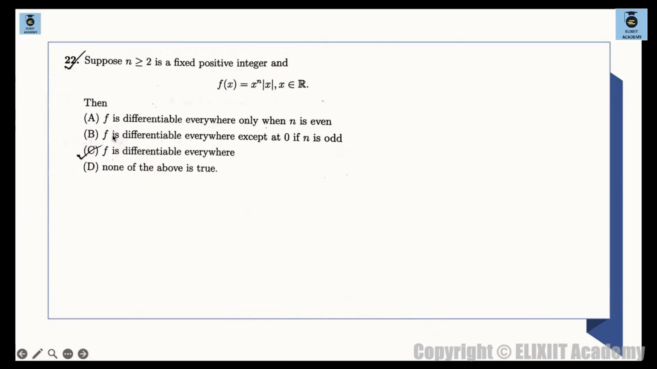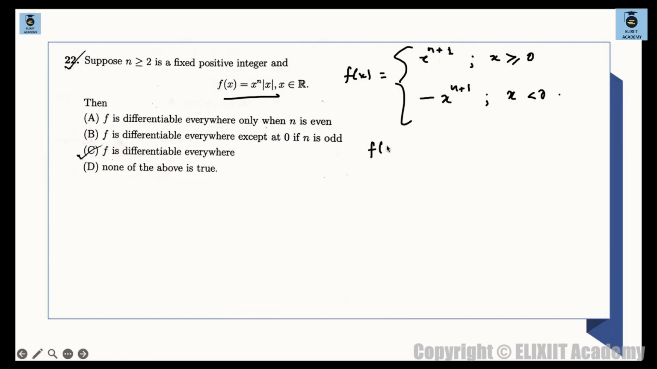Okay, here we have the next question which says that suppose n is greater than or equal to 2 is a fixed positive integer and f(x) is given to be this function. So we have to comment on the differentiability of f. If we define f(x) properly, then f(x) is x to the power of n into mod x. Which means this is x to the power of n plus 1 when x is greater than or equal to 0, and this is minus of x to the power of n plus 1 when x is less than 0. We are defining this mod.